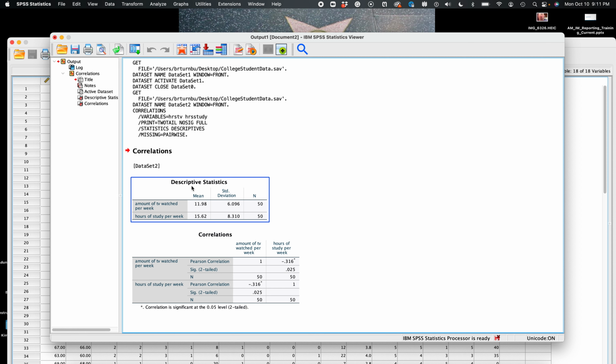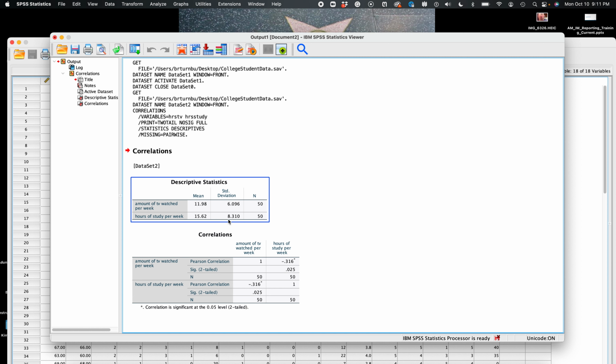These are my descriptive statistics. So the mean for the amount of hours watched is 12 hours per week, and it's about 6 units of spread onto the left and the right of the mean to give us that nice 68%. What's interesting is there is definitely more hours of study per week than TV.